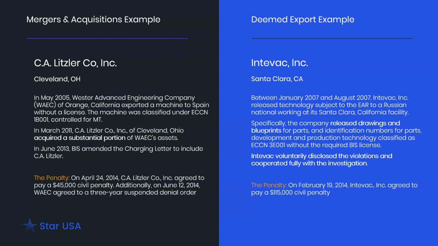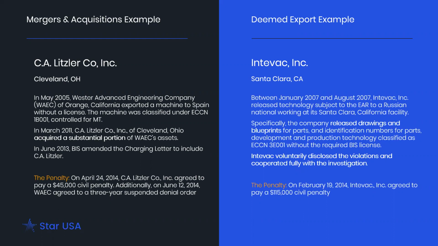And there's a deemed export example. This one is occurring in Santa Clara, California. A company called Intevac released technology subject to the EAR to a Russian national working at its Santa Clara, California facility. So this was a Russian national that was employed by this company from January to August, working at their facility here in the US. And the company shared drawings and blueprints for parts, identification numbers for parts, development and production technology, all of which was classified as ECCN 3E001, and they did not obtain the necessary license to share this information with a Russian national. Intevac voluntarily disclosed the violations and cooperated fully with the investigation.